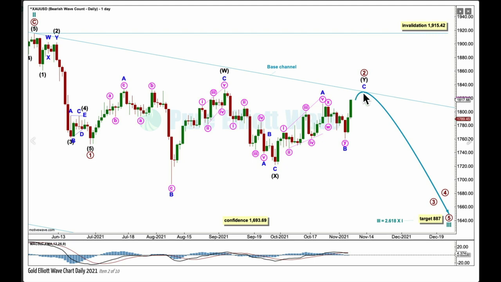So far so good, nothing controversial there. This has a really good look. This is the controversial bit. The leading diagonal of minor wave A doesn't actually meet all Elliott wave rules.